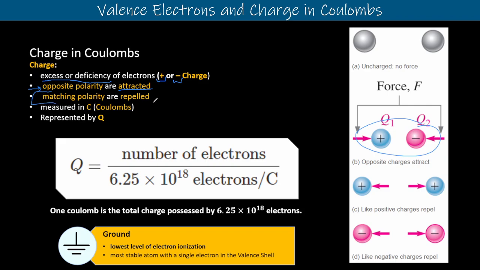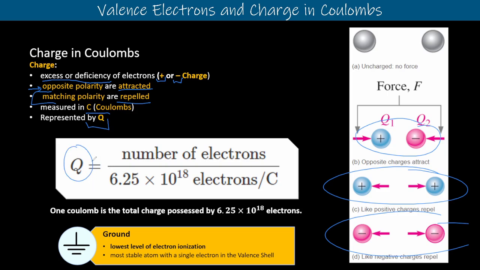That means that matching polarities will repel, and that's what we see down here. These two positives are going to repel each other, and the two negatives are going to repel each other also, right? They're looking for their opposite polarity. So we're going to measure this difference in coulombs, and we're going to represent it by the letter Q.